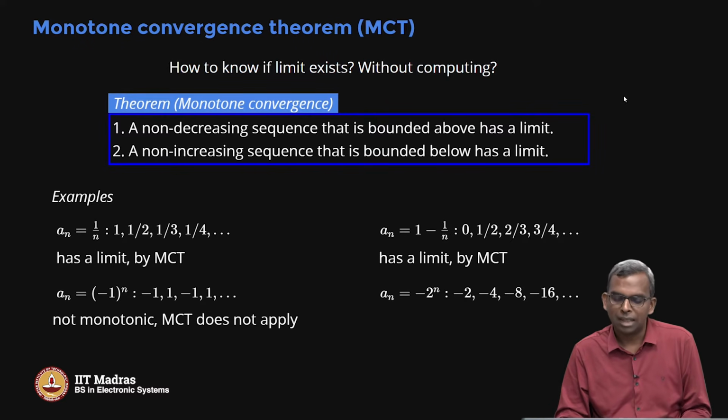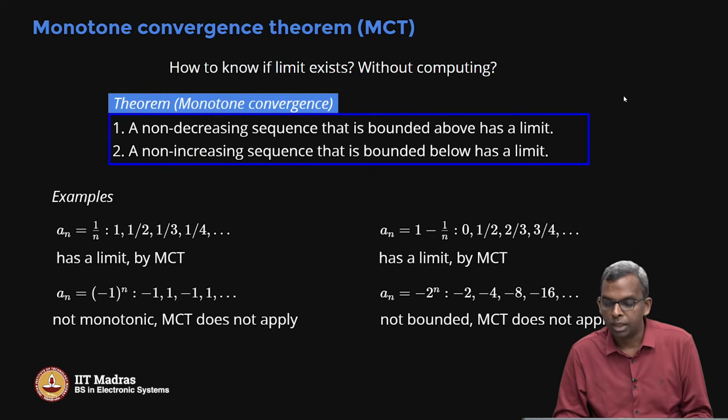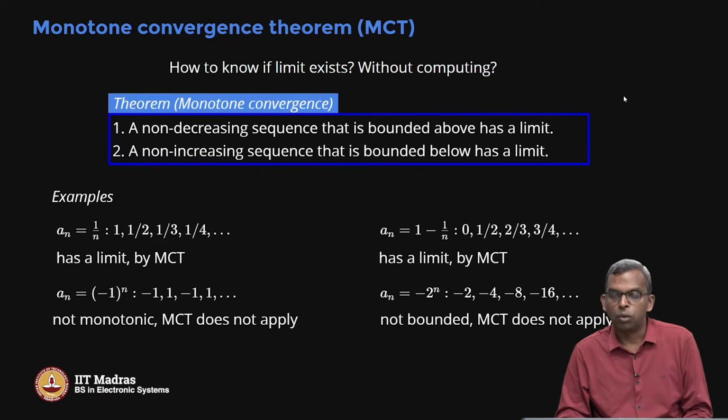Here's another final sequence, minus 2 power n, and you see this is not bounded, so MCT does not apply. Even though it is monotonic, it's not bounded. It's not bounded below in the correct direction. So hopefully you see that for different sequences MCT may apply, may not apply, but wherever it applies, you know that there is a limit.